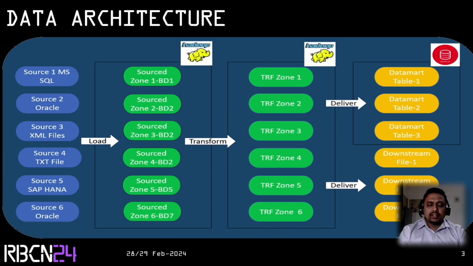Once all the tables are loaded in the sourcing zones, then we run our application transformation jobs that transform the data and populate the tables in the transformation databases. These are again classified as zones as per business requirements. Once all the transformation jobs are done, then we run the downstream delivery jobs that deliver the data as flat files to the downstream systems or to the data mart, which is hosted in Oracle. Once again, the application jobs run in data mart zones. Then we deliver the data to the downstream systems.